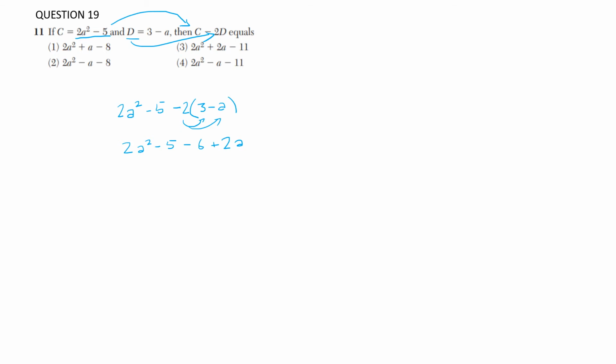So let's combine our like terms. We get 2a squared, and rearrange, plus 2a minus 11. And that will be our final answer, which is answer choice 3.